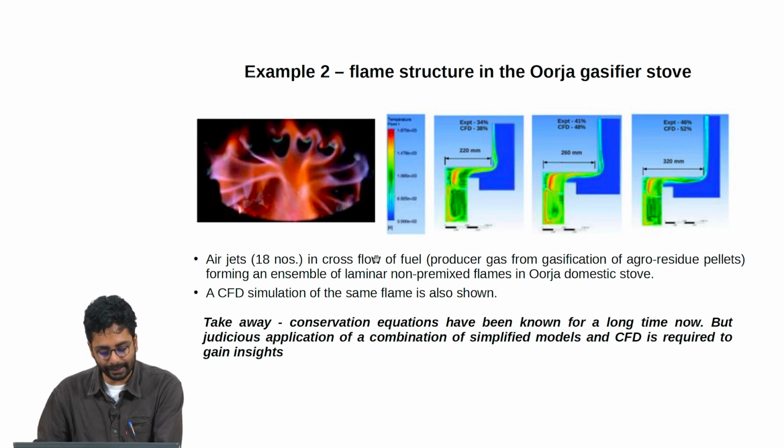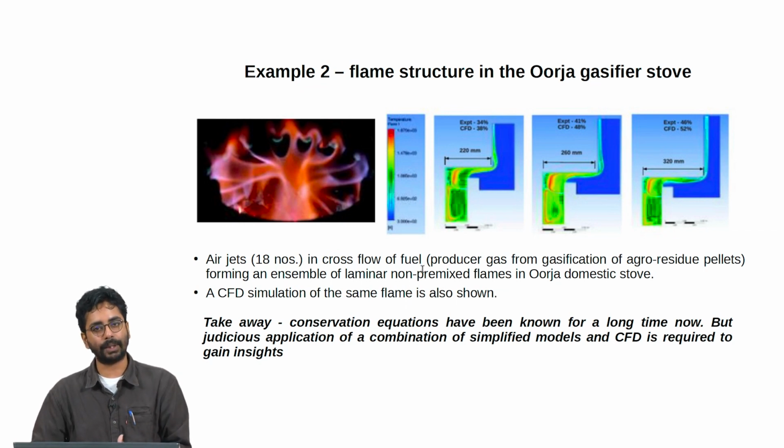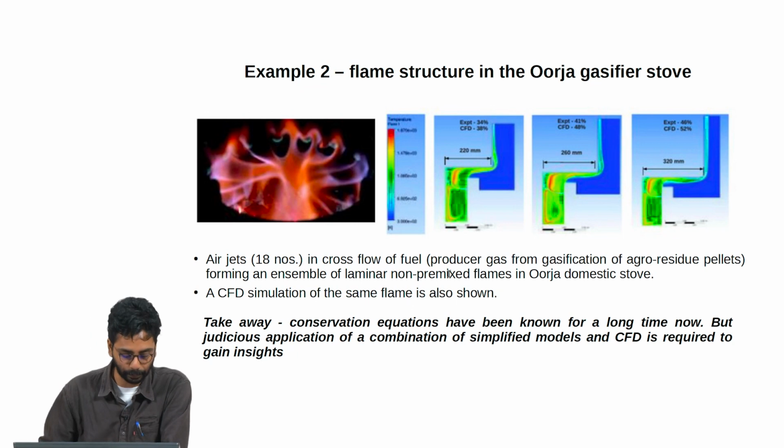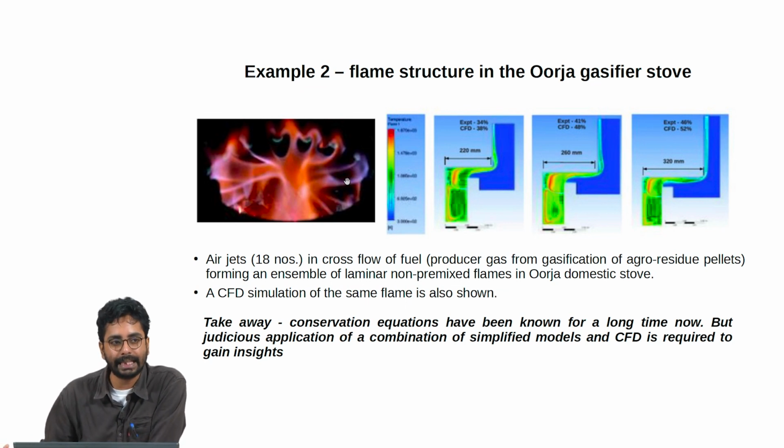So, 18 air jets in cross flow of fuel, which is nothing but producer gas from gasification of biomass, forms an ensemble of laminar non-premix flames in the Urja stove. Here, of course, this is used for domestic cooking, and the heat transfer from the flame to the vessel and pollutant formation and heat transfer aspects, everything is controlled by laminar flames.